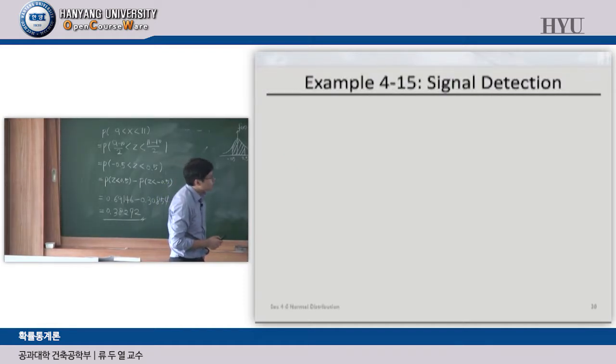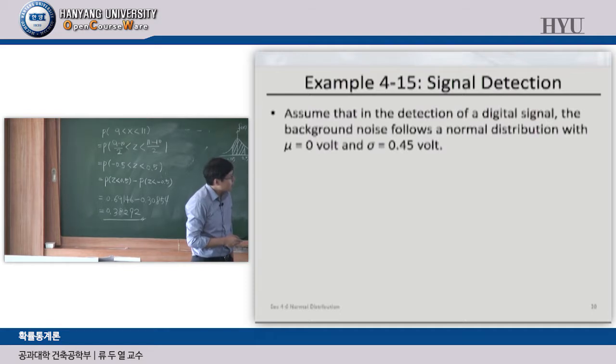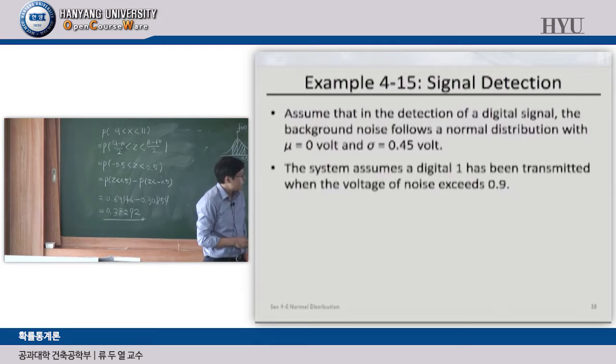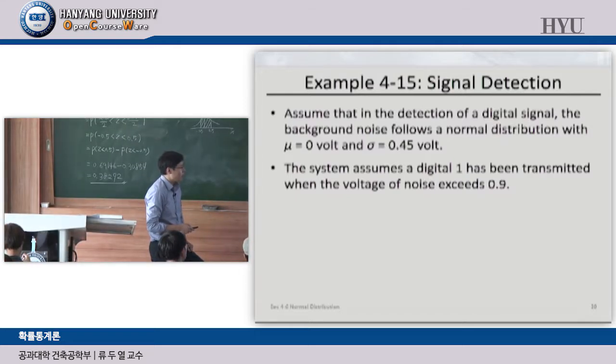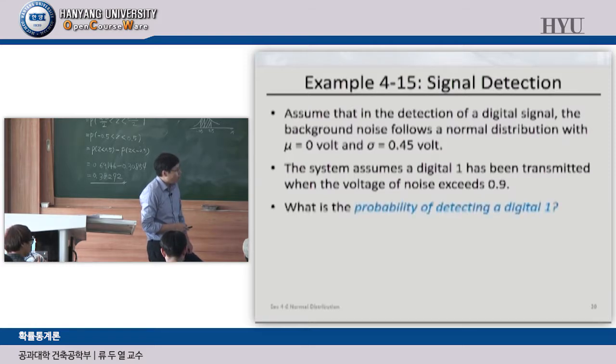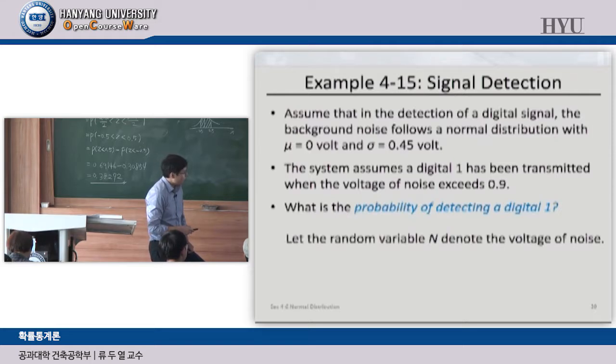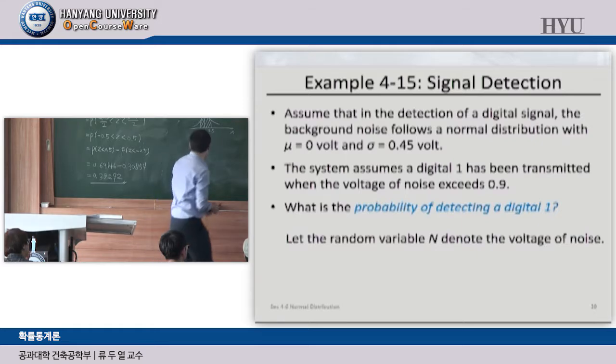And this is another example. Assume that in the detection of a digital signal, the background noise follows a normal distribution with mu equal to 0 and sigma equal to 0.45. The system assumes a digital one has been transmitted when the voltage of noise exceeds 0.9. What is the probability of detecting the digital one? In this case, we can assume that the random variable N denotes the voltage of noise.